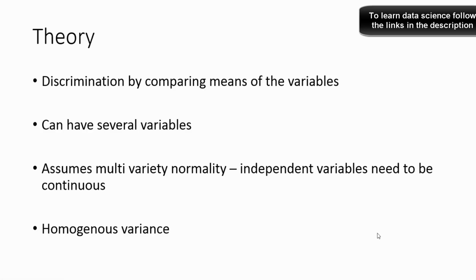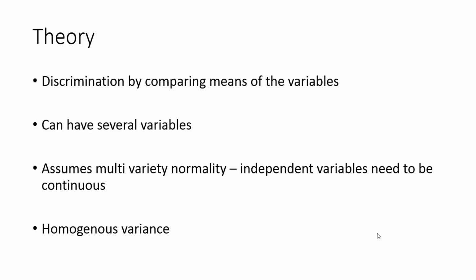Let's learn about the theory. As I said, discriminant analysis is done by comparing the means of the variables. We take several independent variables, and then we see whether there is a difference in the mean for different categories. Like in the previous example, the mean height of male and female population is different. So height is one variable that explains the difference between the two categories. Similarly, we can have several such variables which explain the difference, and then we can club them and combine them in some way to come up with a score that discriminates between two categories.